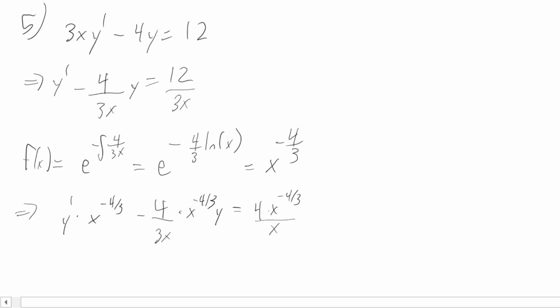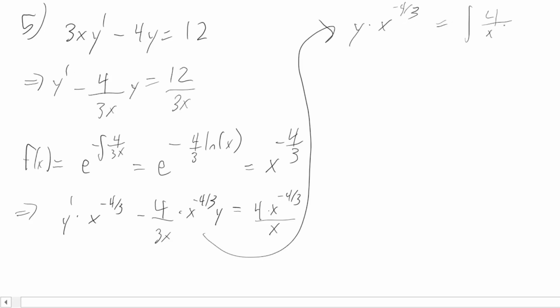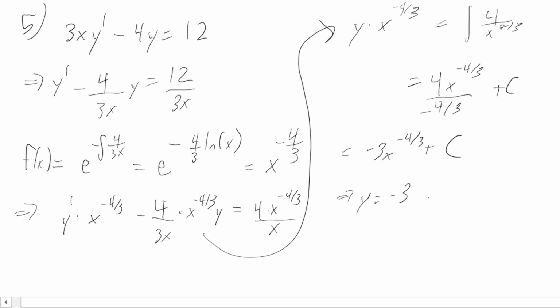So we can take the antiderivative of the left side, and we get y times x to the negative 4/3 equals the antiderivative of the right-hand side. So the integral of 4 over x to the 7/3 is going to be 4 times x to the negative 4/3 over negative 4/3 plus some constant. And so simplifying that, it's negative 3 x to the negative 4/3 plus a constant. And so now dividing both sides by x to the negative 4/3, we get y equals negative 3 plus c times x to the 4/3.